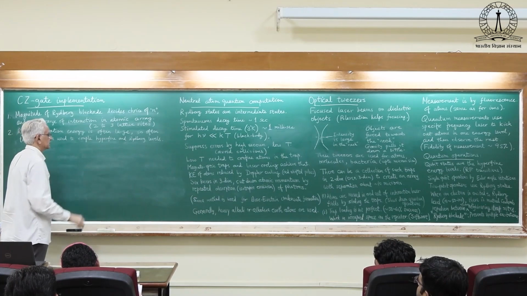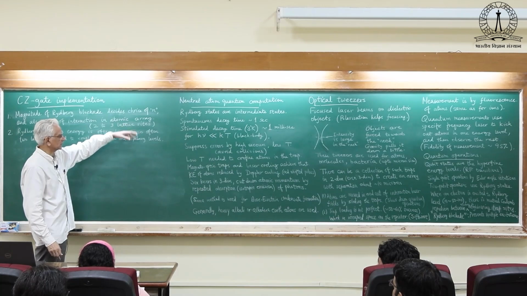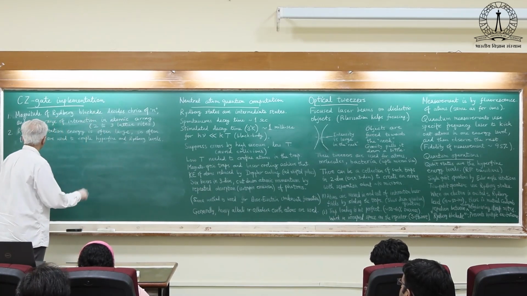So the computational space is hyperfine. This one is too large. You can't go all the way in one step. Maybe you go in two steps. That's all right.